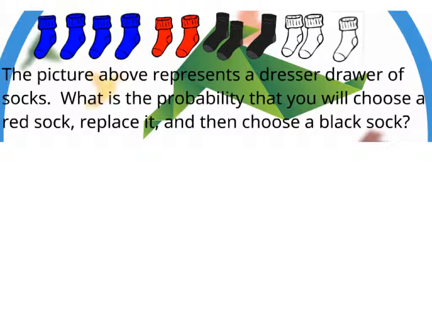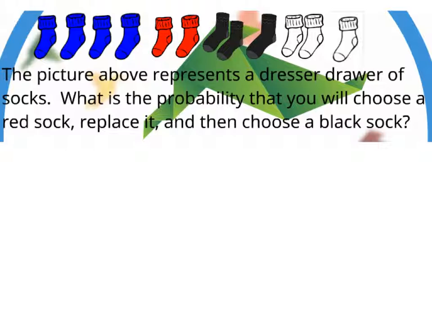Another type of problem that you will see is a word problem. You need to pay very, very careful attention to the words in this word problem. It says the picture above represents the dresser drawer of socks. What's the probability that you will choose a red sock, replace it, and then choose a black sock?